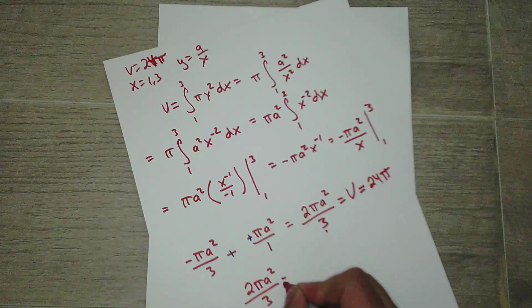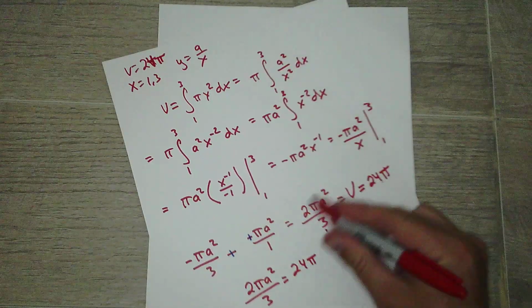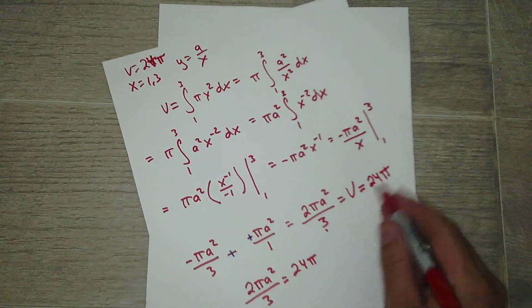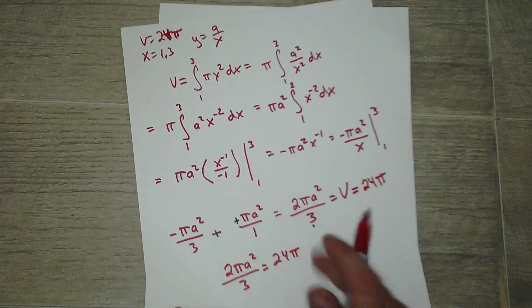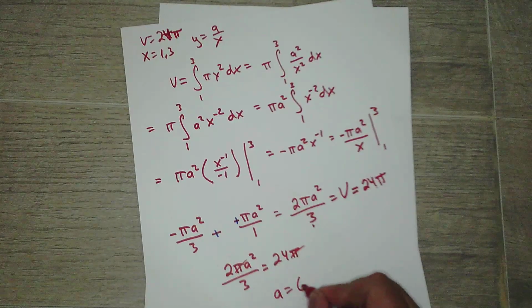So that's the only difference for this question: at the very end, instead of stopping here like we normally would, we are given a value for the volume. So we set it equal to the expression we got for volume, and we solve for A, and you get A is equal to 6.